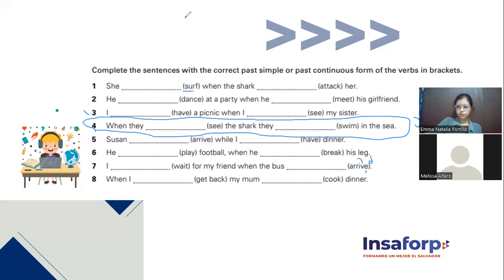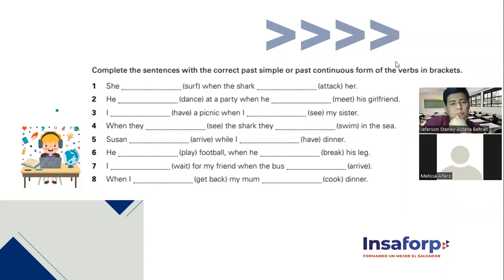And the last one, Emma, help us, please. Number eight. When I got back, my mom was cooking dinner. Mm-hmm. Yes. When I got back, my mom was cooking dinner. And she cooks delicious, or she usually cooks nice food for me, or very delicious food for me, etc. Now let's continue. Let's move on. There is some other practice. Let's do it. We have some time, so let's work on this.